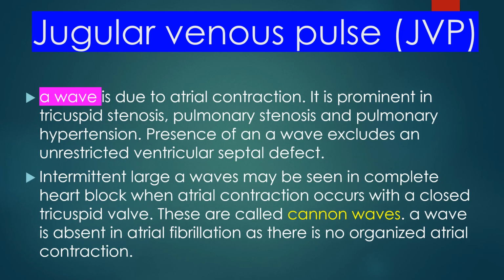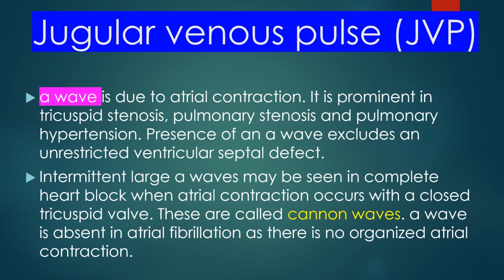A wave is due to atrial contraction. It is prominent in tricuspid stenosis, pulmonary stenosis, and pulmonary hypertension when the atrial contraction is more forceful. Presence of an A wave excludes an unrestricted ventricular septal defect.